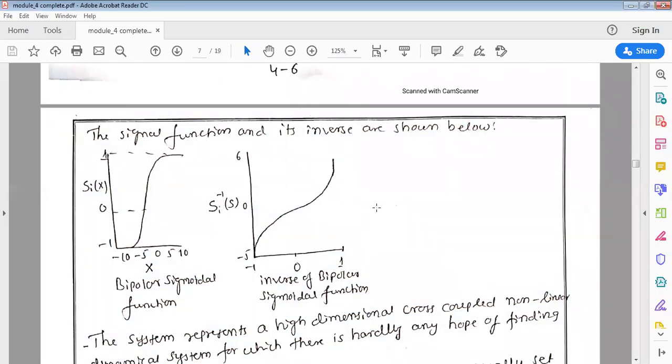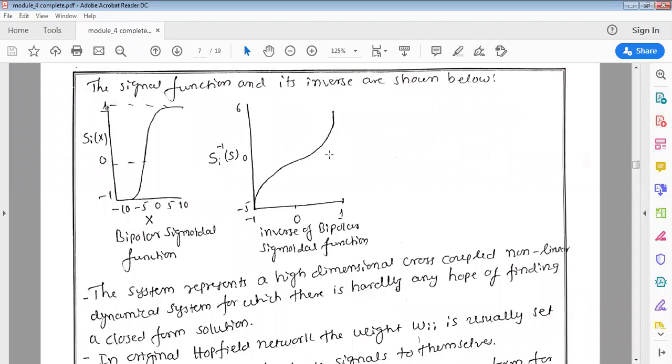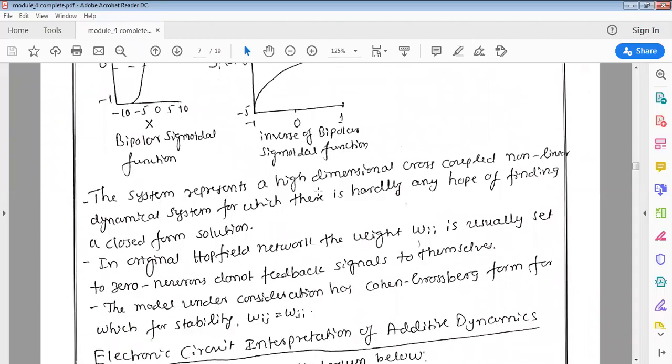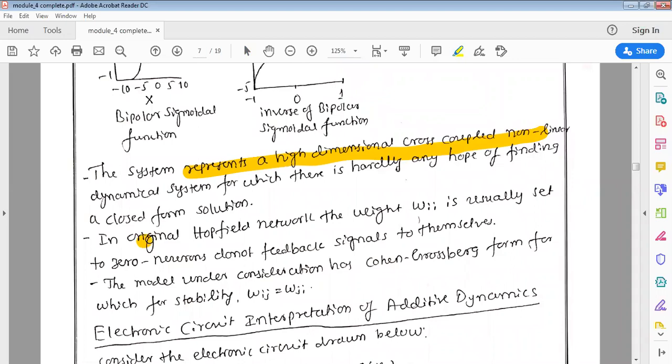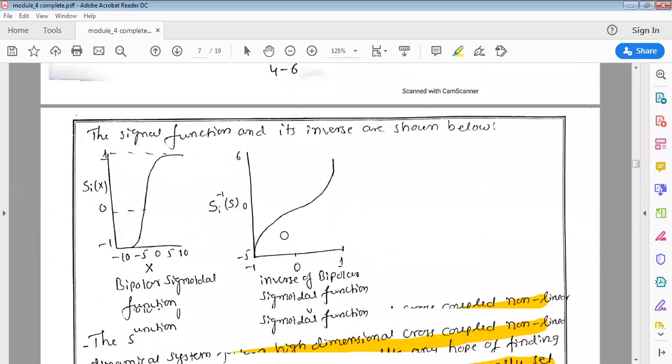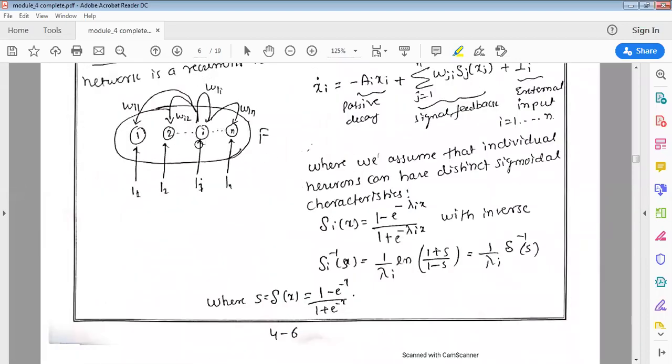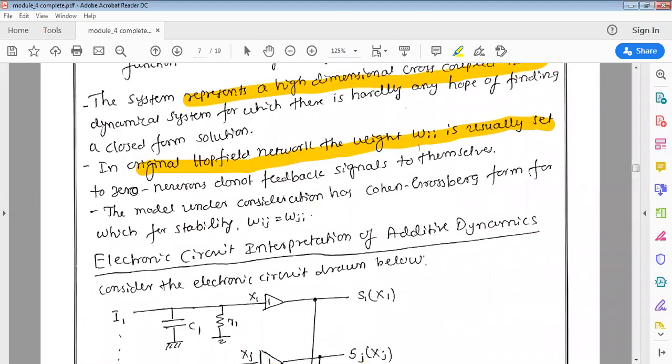So you are seeing the signal function and the inverse of this function, and we concluded that it represents a high dimensional cross coupled network, which is generally very difficult to make converge to a particular point. And one more thing, in the original Hopfield network, the weight Wii is set to 0. No neuron will feed to itself. There is i to i, j to j, and 1 to 1, 2 to 2, 3 to 3. All of them are stopped. The remaining values are only used in the network.